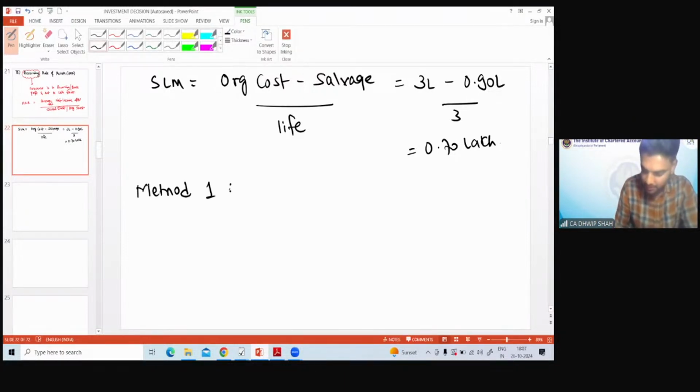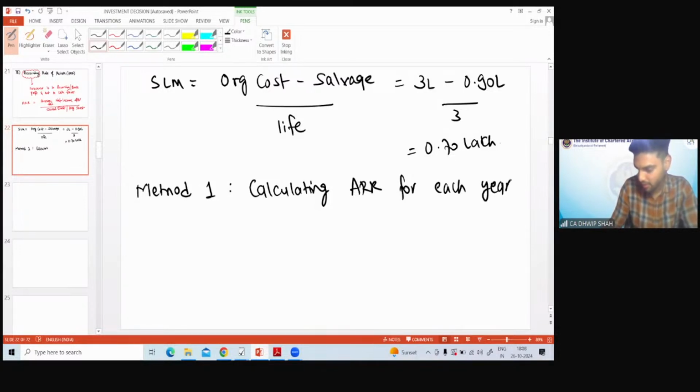Method 1 is calculating ARR for each year and then taking the average.